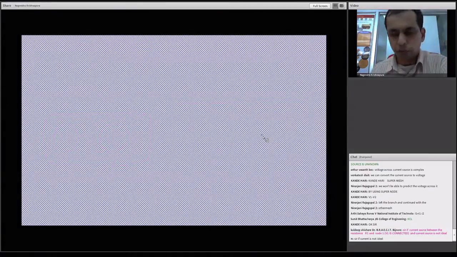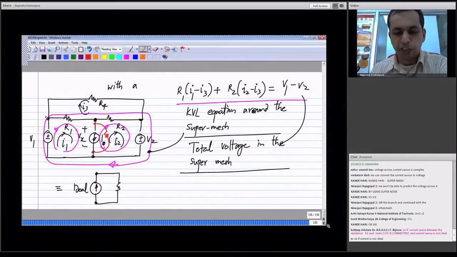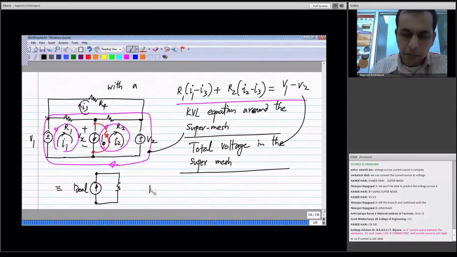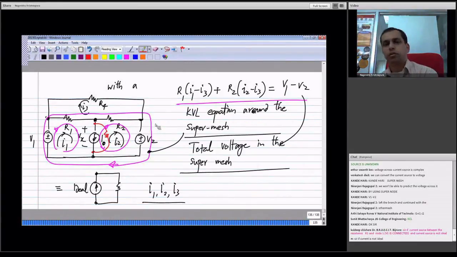So now when you write the equation around the super mesh, you will have one less equation, because for two meshes you wrote a single equation, but you do still have three variables, I1, I2 and I3. Okay, so you've lost one equation because you defined the combination of two meshes as a super mesh and wrote a single equation for these two meshes together. But you will get an extra equation which is the same as before, which is the definition of the current source. Okay. So I hope this is clear.